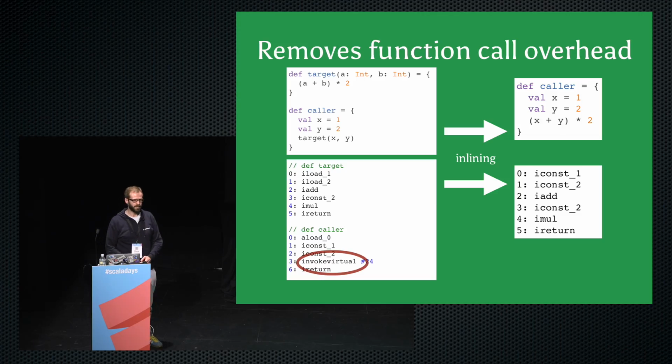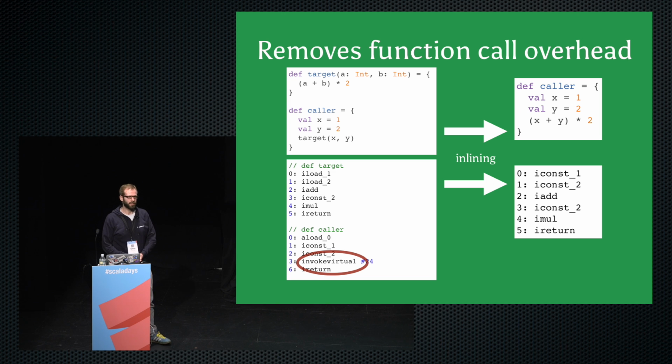So here's our first bit of bytecode. We have the same sample that we had just now. We've got our target function and our caller function. And on the bottom left-hand side, you can see the bytecode for those functions. I won't go into them in massive detail, but you can see that after inlining, there's a lot less bytecode for a start, so that's a good thing. There's less stuff to execute. And most importantly, the thing circled in red, the invoke virtual, has disappeared.